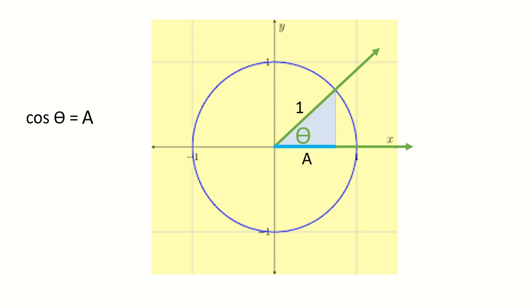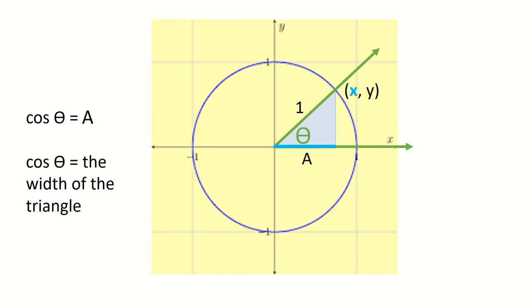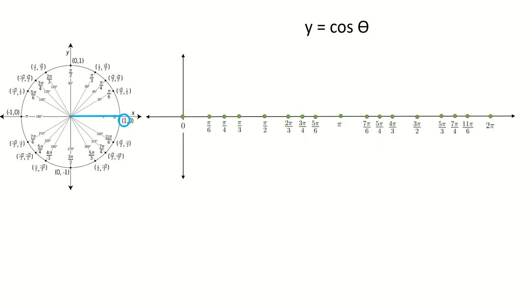So a in this case is the width of the triangle. So when we find the cosine of an angle, we can think about the width of a triangle. And if we're looking at the coordinate, we can look at the x-coordinate. So going back to our graph, at 0 radians, the x-coordinate is 1. But because our measurement is horizontal, we are going to rotate it and make it vertical when we bring it over to our graph and label it with a height of 1.